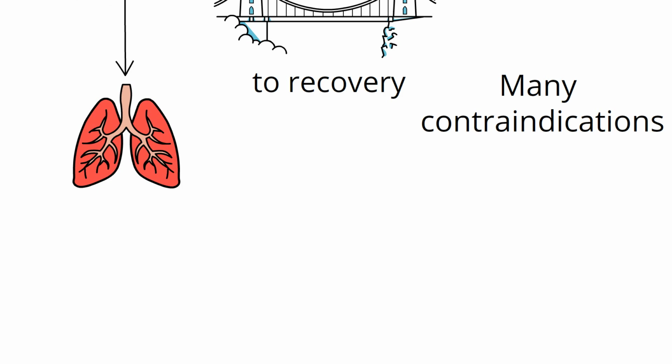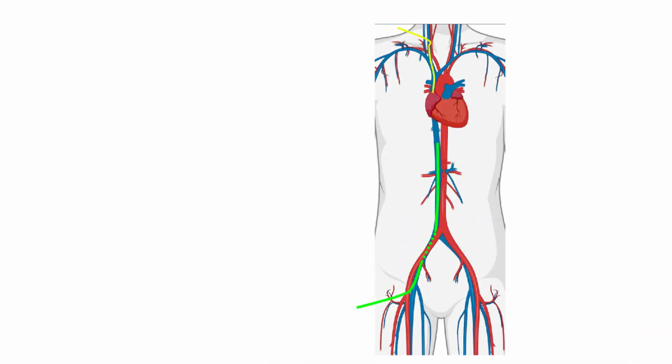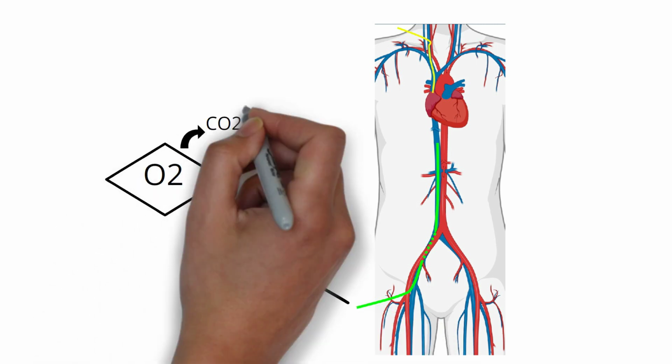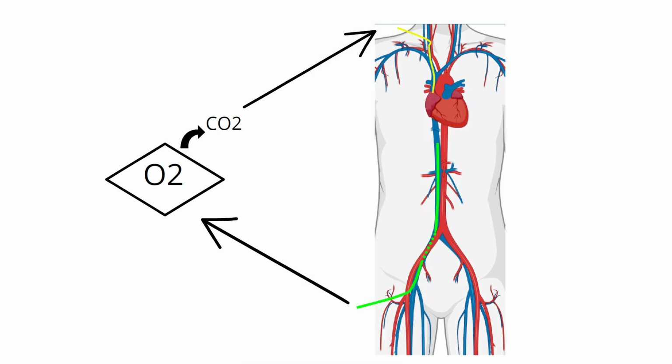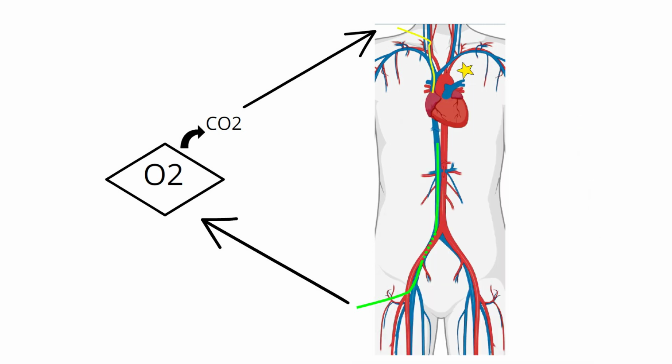Next, I want to explain the VV ECMO circuit, which is illustrated here. In VV ECMO, blood is drained from the systemic venous system, passed through a membrane lung, and returned back to the venous system and right atrium fully oxygenated. The patient's native cardiac function then pumps the blood through the lungs, which are generally contributing very little to gas exchange, and then out to the rest of the body.